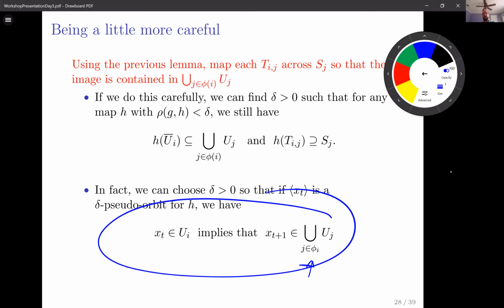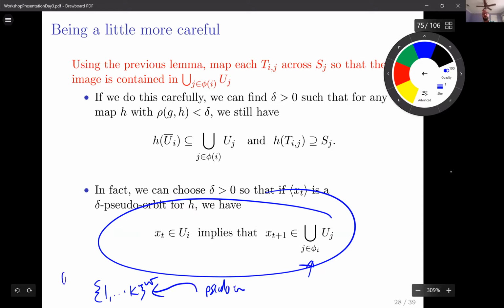And so for any path through the set, essentially what we're doing here is associating paths in 1 through k to the omega. We're taking pseudo-orbits and associating them with paths there, which are consistent with phi. Now phi is just a function. It takes a single index and spits out a set of indices. It's not a function, it's a relation. But it's only one step.